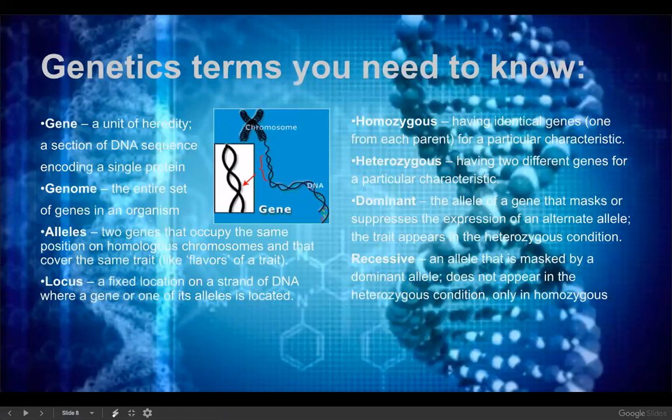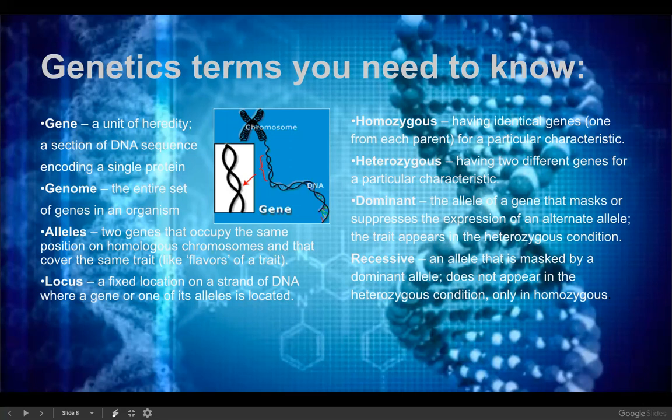Genetics terms you need to know. A gene is a unit of heredity found on a chromosome, a little section of it. The genome is the entire set of genes in the entire organism, so think of all the different genes for humans. An allele is a form of a gene. You can have the gene for eye color, but you can have an allele for brown or blue or green. It's a different form of that particular trait. A locus is a fixed location on a strand of DNA, a certain spot.